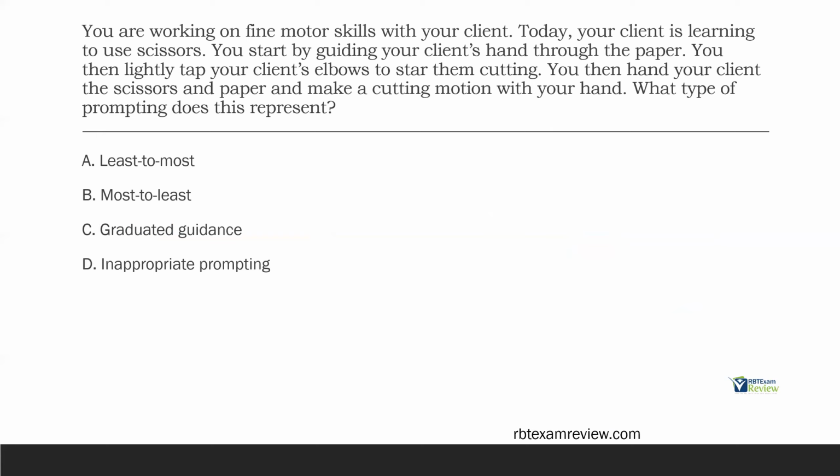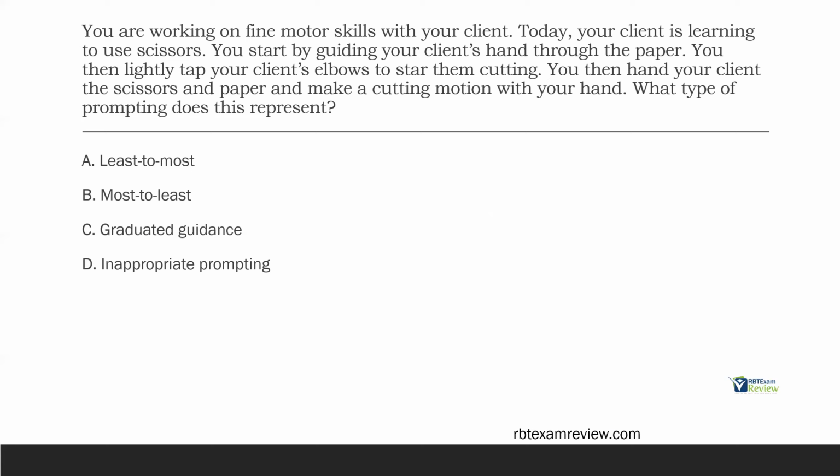Well, you start by guiding your client's hand, right? So what are you doing? You're physically prompting them, full physical. You then lightly tap your client's elbow. So what are you doing? Partial physical. You then hand your client the scissors and paper and make a cutting motion. What are you doing? Modeling. So what type of prompting does this represent? Is it least to most, most to least, graduated guidance, or inappropriate prompting? Well, it's not inappropriate. It's a good prompting hierarchy. I don't see anything wrong with it.